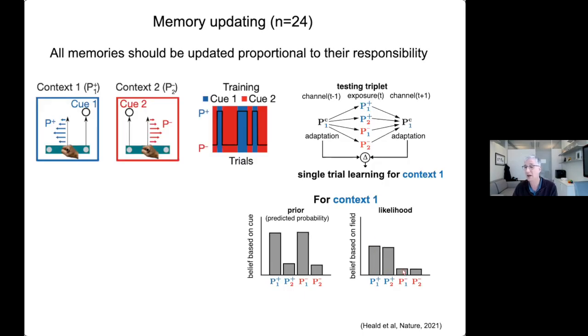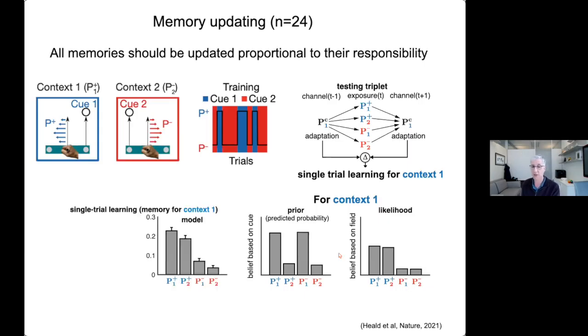If I experience a negative, I'm low likelihood. So combining these together in a nice Bayesian way, it predicts that single trial learning should show this gradation for context 1. If it's extremely consistent with context 1, I should update my context 1 module a lot, memory. If it's P2 minus a little, and these should be intermediate. There's a reason why this one is harder than that, which I won't go into, but it's built into the experiment. We look at single trial learning, that's exactly what we see.